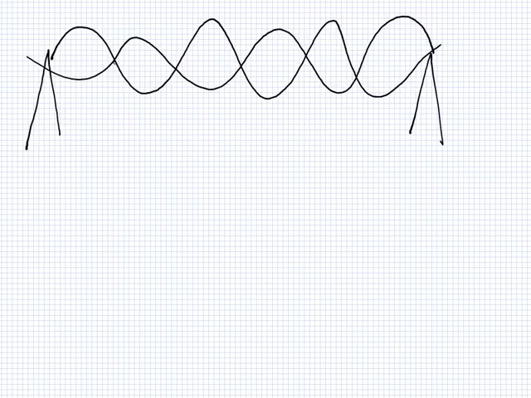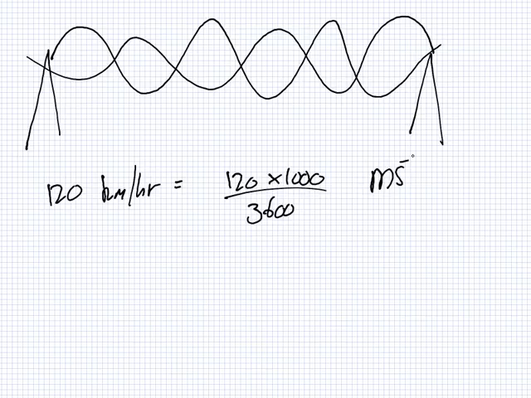Let's have a look here. The car is traveling 120 kilometers an hour. Let's change that into meters per second. Yusuf, can you type in 120 times 1,000 divided by 3,600 meters per second? What's that?